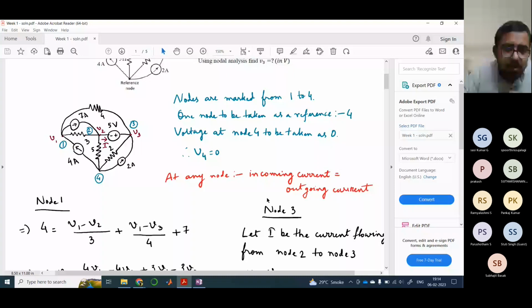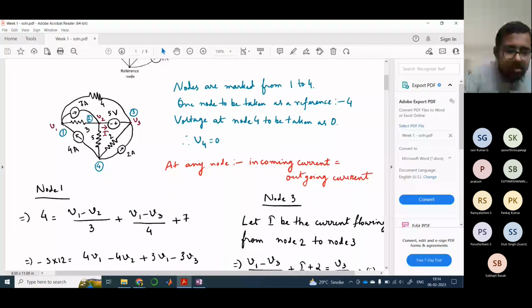So let's take node 1 first. Now at node 1, what is my incoming current? So this is my node 1 basically, right? I have marked it as this 1 here. So this is node 1. Now my incoming current is 4 ampere, right? Because this is entering the node. So that is why I have written here 4.